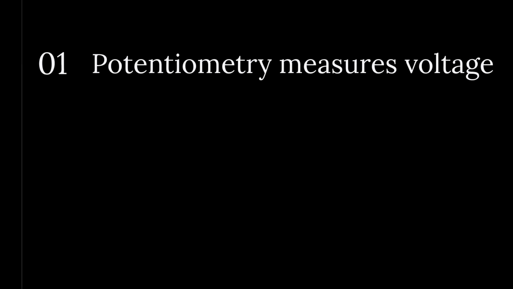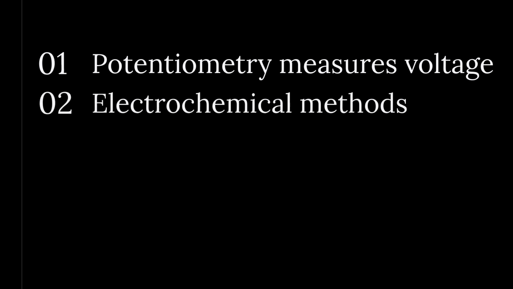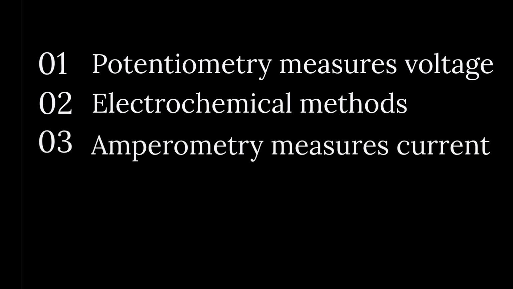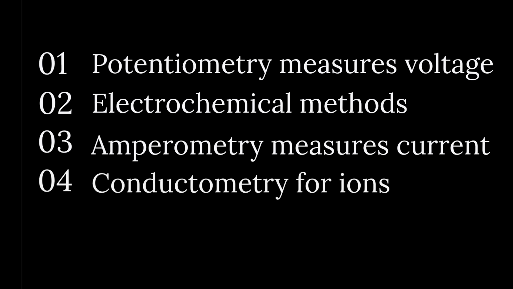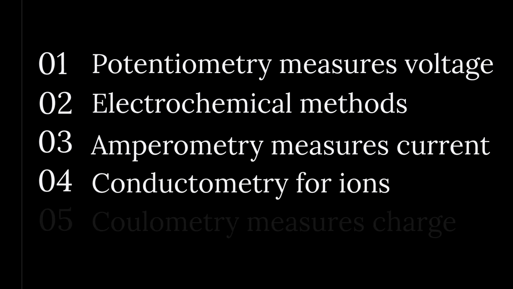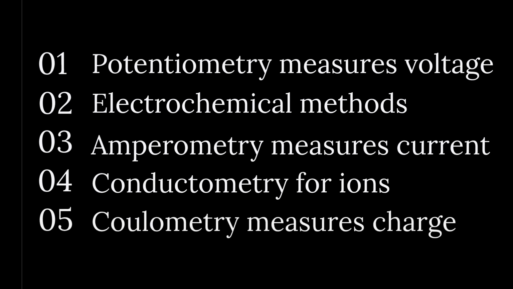Electrochemical techniques like potentiometry and amperometry are essential in analysis. Potentiometry measures voltage to determine concentrations, used in pH meters. Amperometry measures current for concentration analysis, useful in glucose sensors. Conductometry assesses ionic content through conductivity. Coulometry quantifies substances by measuring total charge.